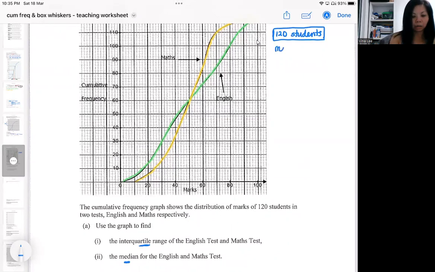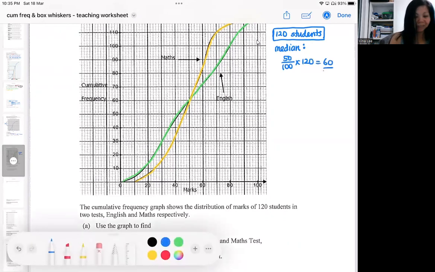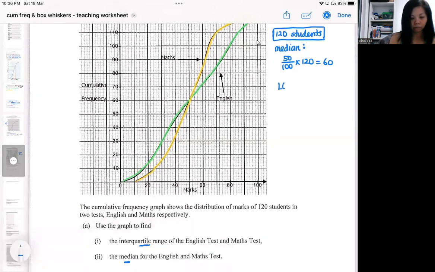If you would like the median, you will need 50% of the students. 50% of 120 will be 60 students. So later on, we'll be using 60. 60 is not the median, so don't misinterpret. The lower quartile will be 25% of 120, which is 30 students. So later on, we'll be using 30 students. You can do some prep work first to facilitate your calculation when it comes to two graphs.